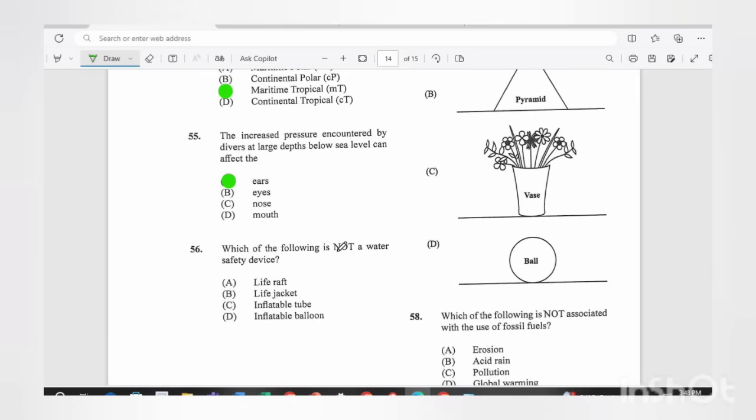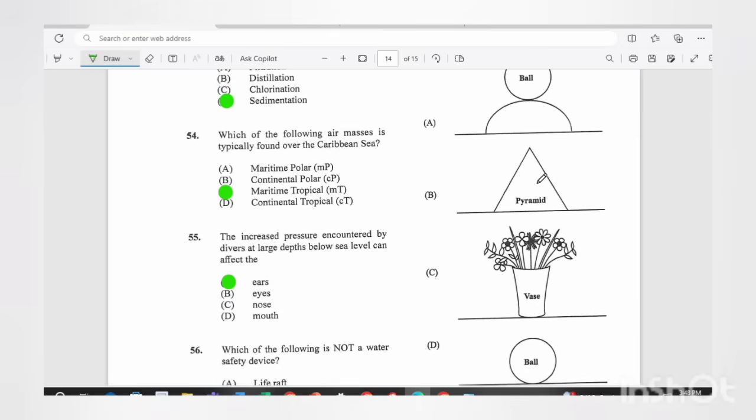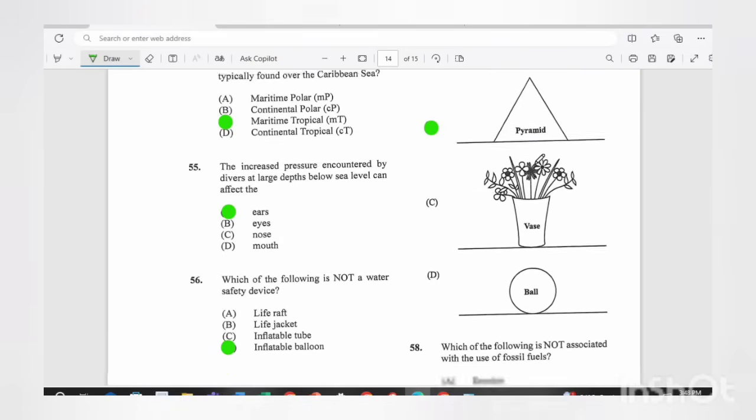Question 56. Which of the following is not a water safety device? And the answer there is D, an inflatable balloon. Question 57. Which of the following diagrams represent an object in stable equilibrium? The answer there is B.